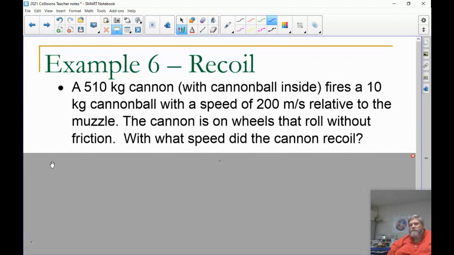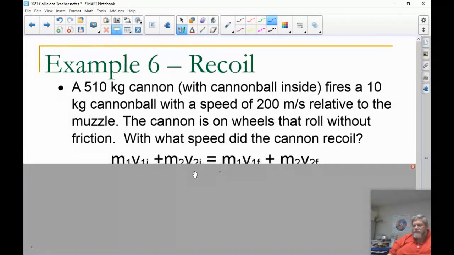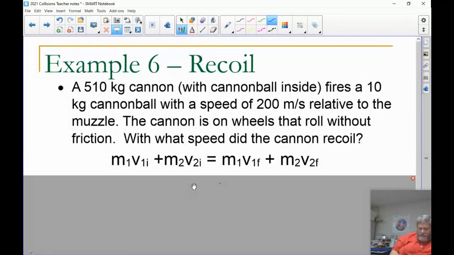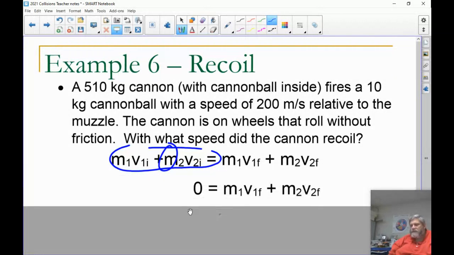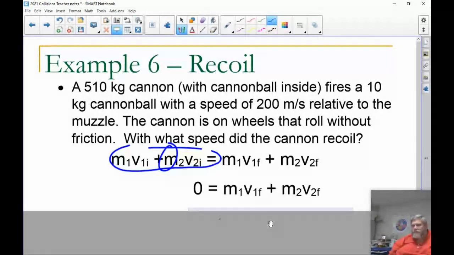And we'll just do one quick example. A 510 kilogram cannon with the cannonball inside, so it's 510 total, fires a 10 kilogram cannonball with the speed of 200 meters per second relative to the muzzle. Cannon is on wheels and can roll. So what speed does it recoil? Right, and so basically, it's the same thing, except we said this whole thing initially is going to be 0. Right, so 0 equals m1 v1 final plus m2 v2 final. V1 can be the cannon, v2 can be the cannonball.